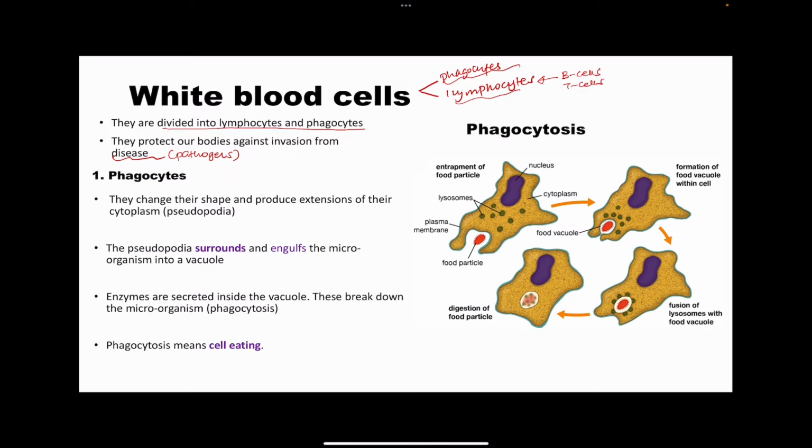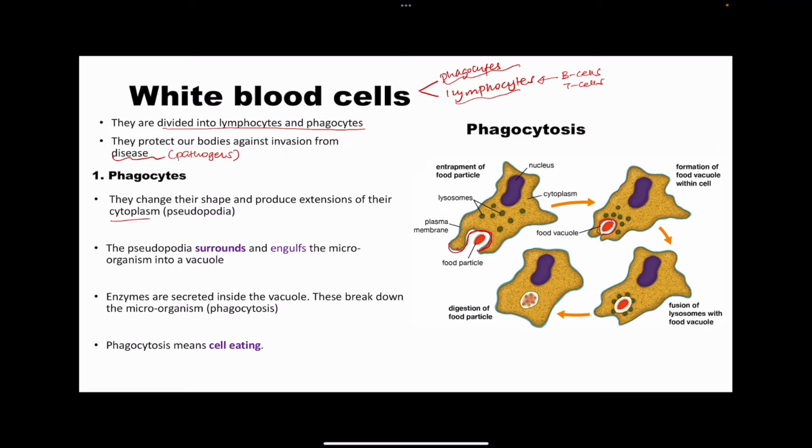So the first part is phagocytes. They change their shape and produce extensions of their cytoplasm, as you can see here. This is an extension that is created. So we see the pseudopodia surround and engulf the microorganism into a vacuole. Here they surround it, as you can see, and then it's engulfed into a vacuole.